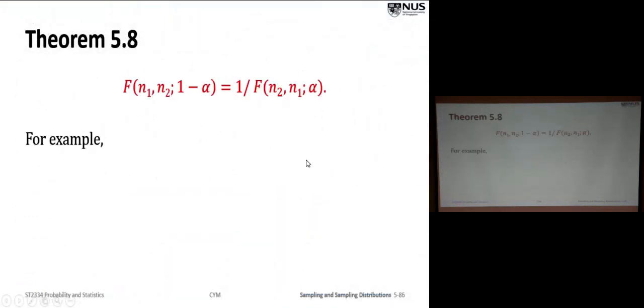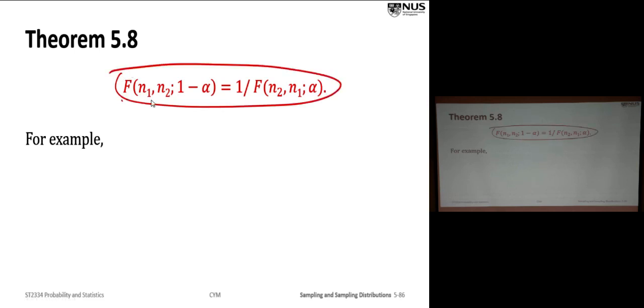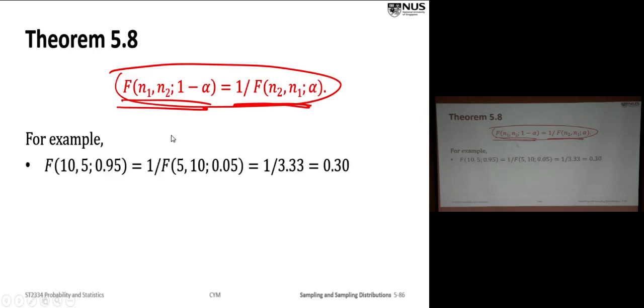So this is the one that I just mentioned. How to get... This is the distribution. It's the same as 1 over F with the degrees of freedom swapped. So that helps us to find... All right. So here, this is the degrees of freedom of the numerator, degrees of freedom of the denominator.